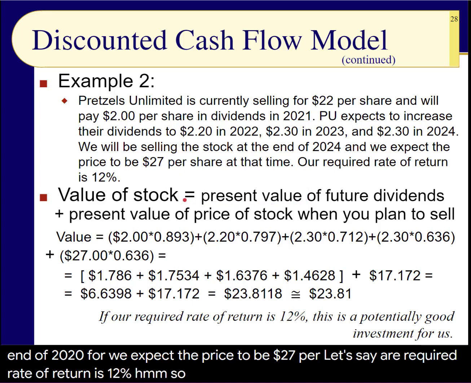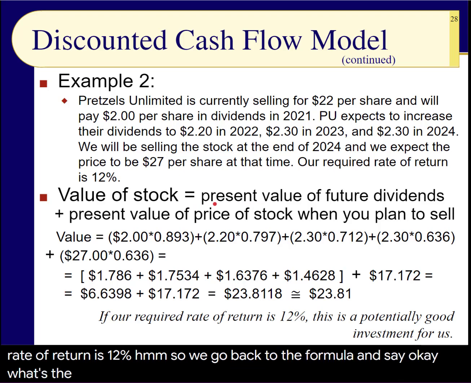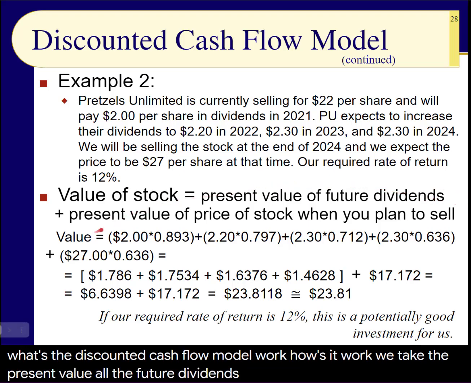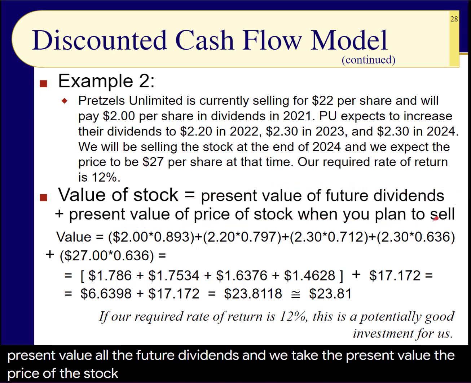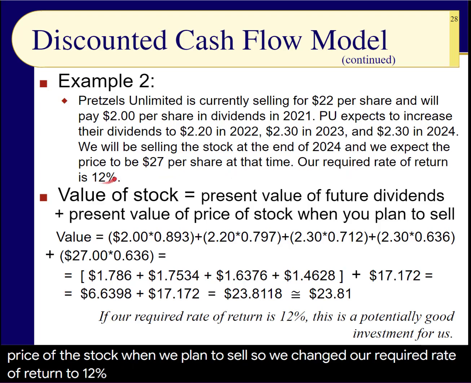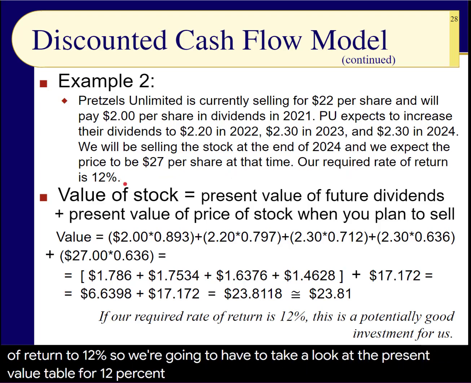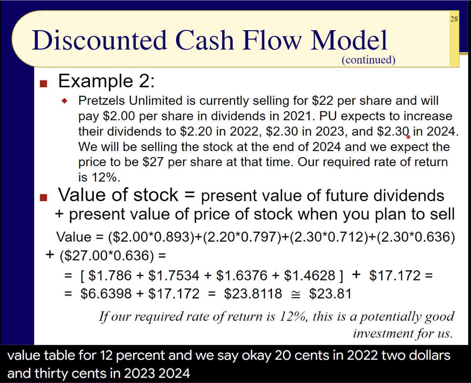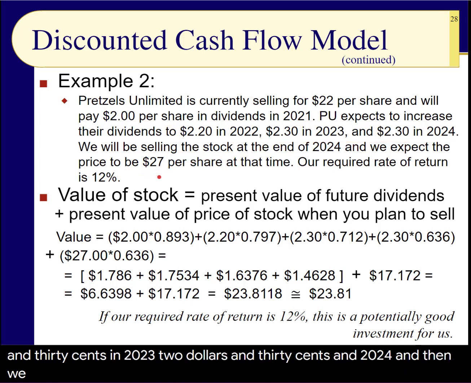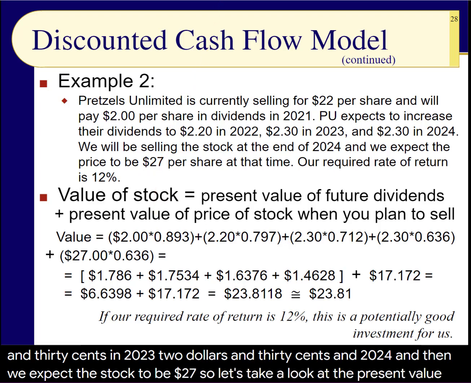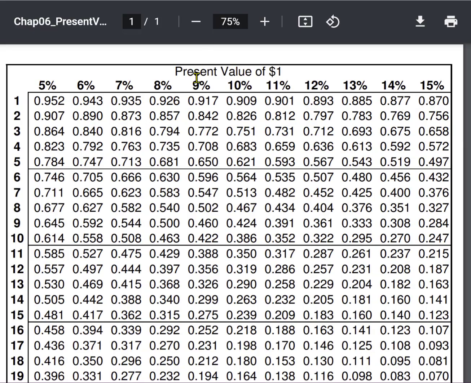So we go back to the formula and say, okay, how does the discounted cash flow model work? We take the present value of all the future dividends, and we take the present value of the price of the stock when we plan to sell. So we changed our required rate of return to 12%, so we're going to have to take a look at the present value table for 12%. And we say, okay, $2 in 2021, $2.20 in 2022, $2.30 in 2023, $2.30 in 2024, and then we expect the stock to be $27. So let's take a look at the present value table.